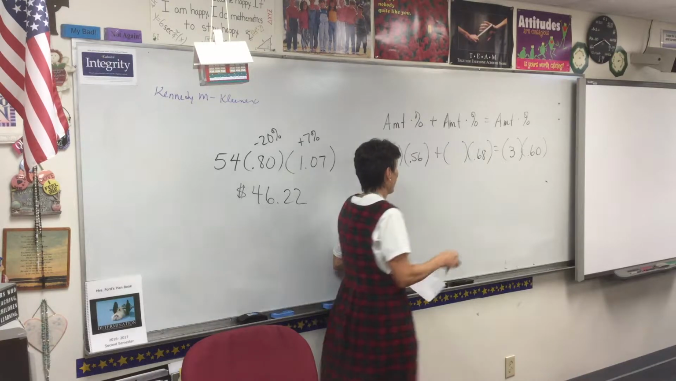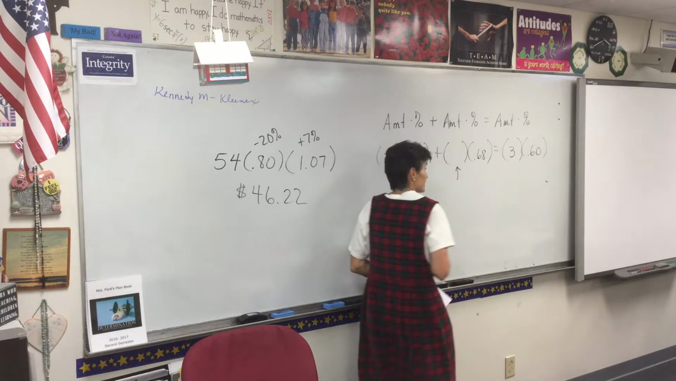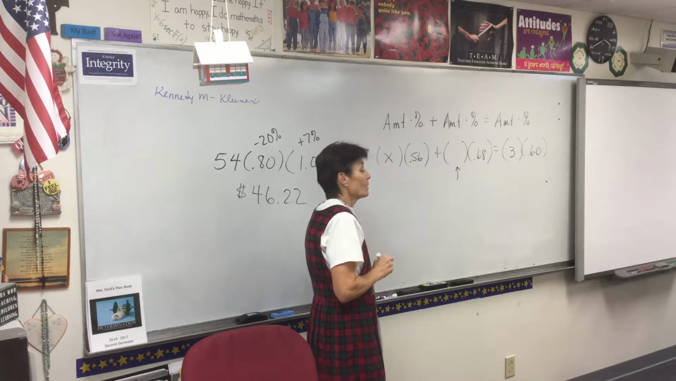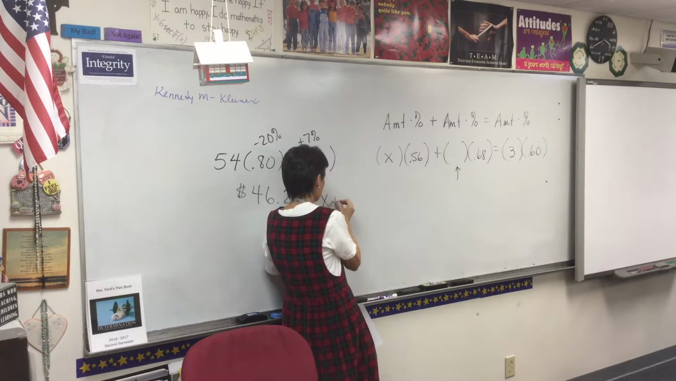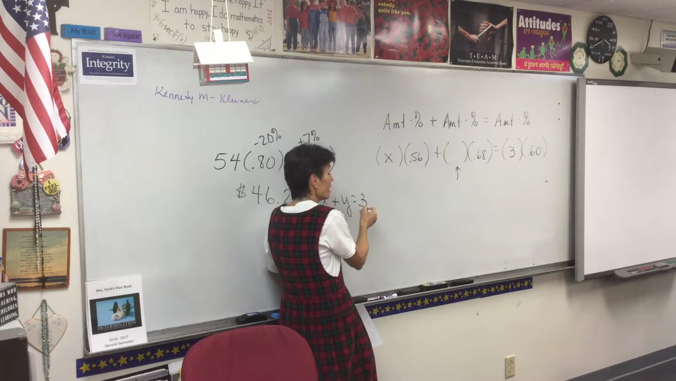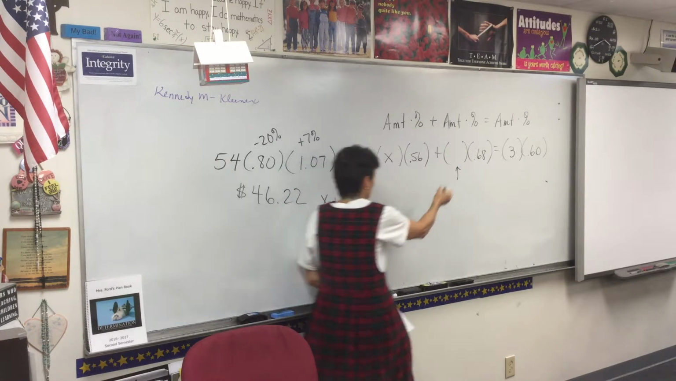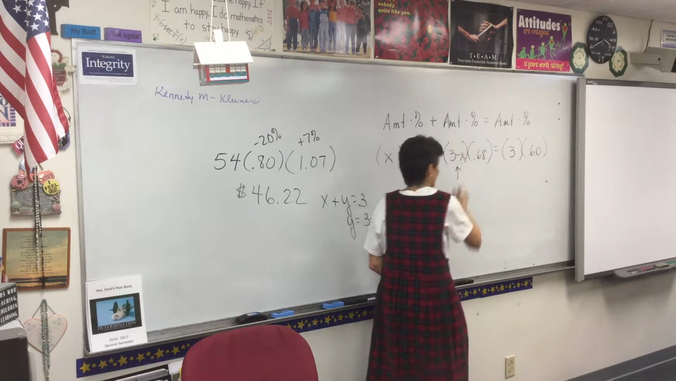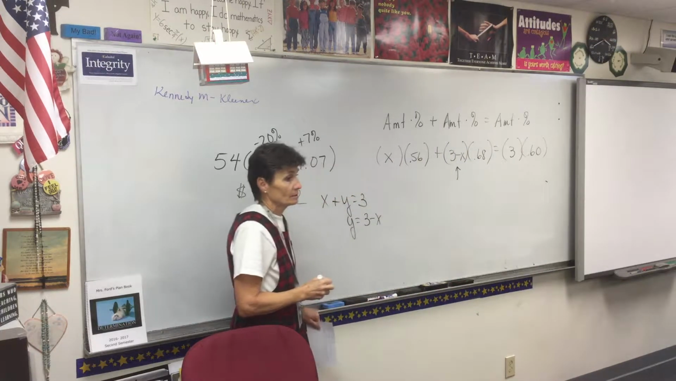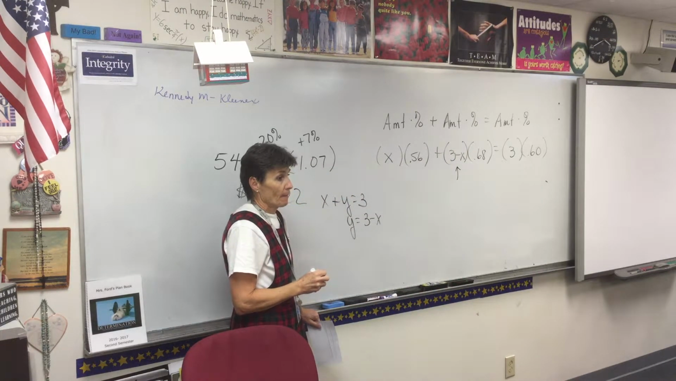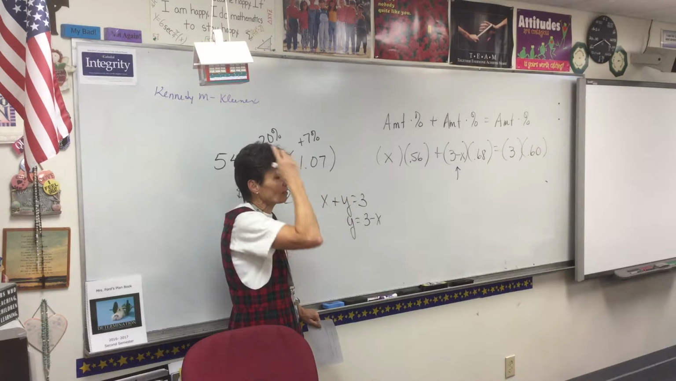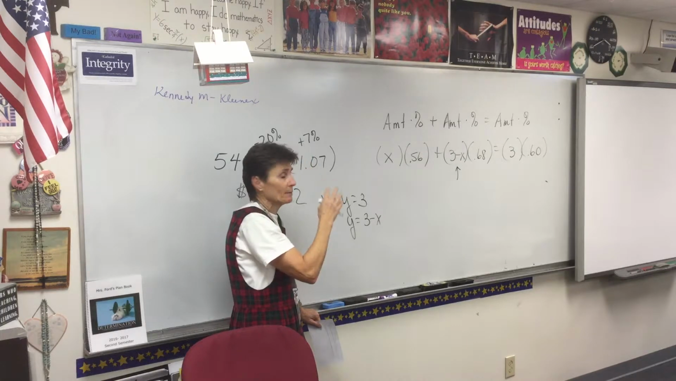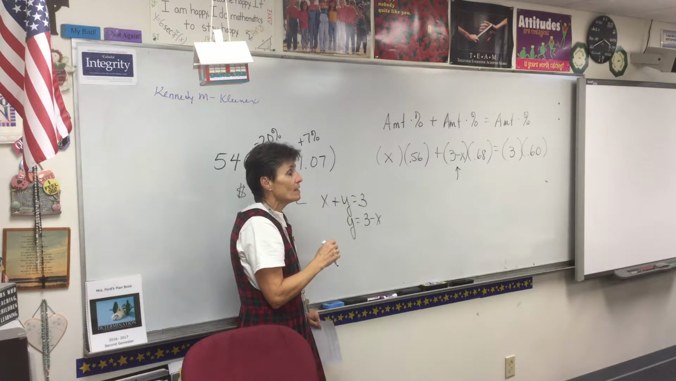3 minus X. Now, I don't know what this is. X plus Y equals 3. Well, okay, if you think of that as Y, X plus Y equals 3, and you get Y by itself. So Y is 3 minus X. So this amount is 3 minus X. We're doing this problem, and that's the way this problem's done. I'll do one more example of this in a minute, but let's finish this one.